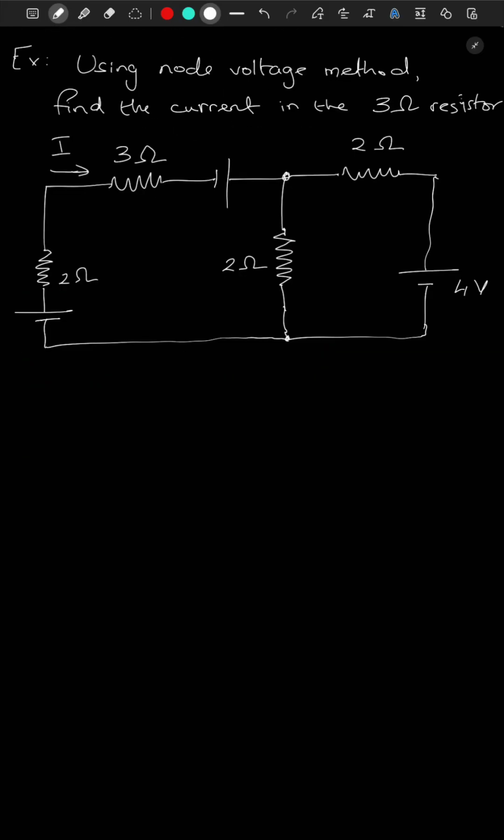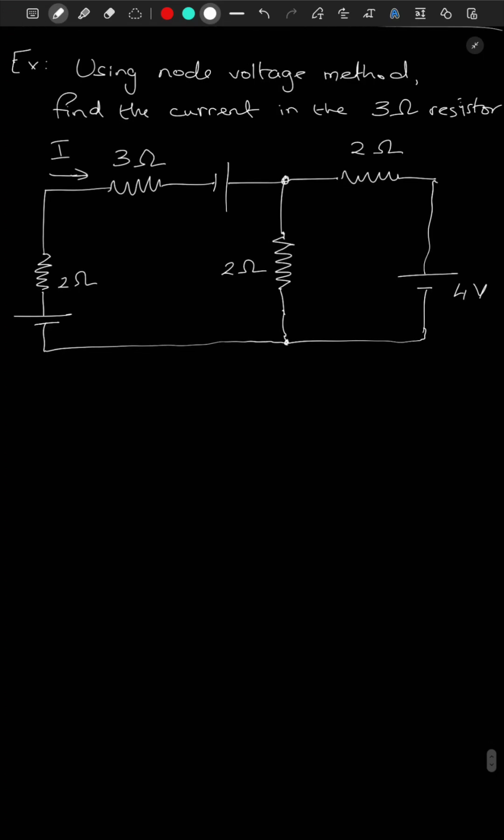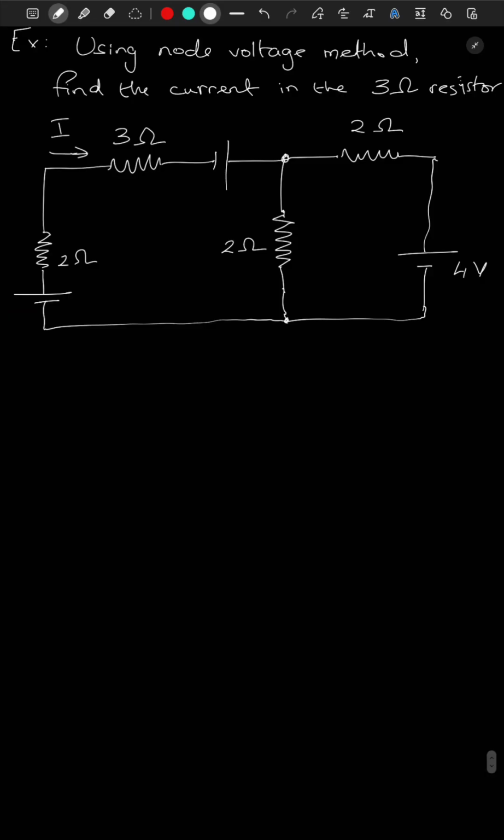Let's see an example on how we can use node voltage analysis to solve problems. So the first example: using the node voltage method, find the current in the 3 ohm resistor. So we have a current I in the 3 ohm resistor, and we have to find this current I. And this is 4 volt and this is 2 volt.